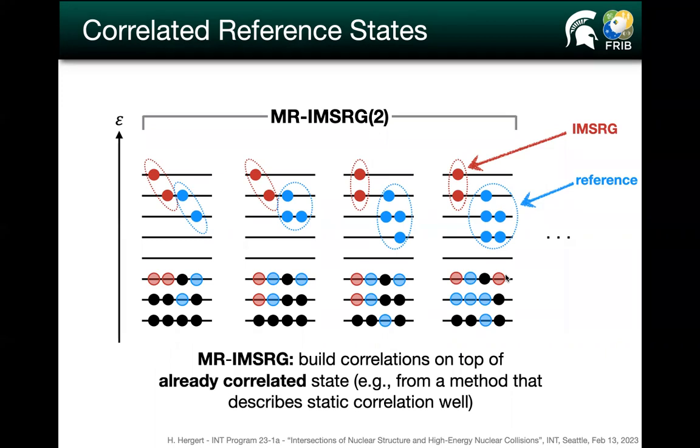You may have also heard this referred to as vertical and horizontal expansions earlier in the program, where the horizontal expansion is kind of the collective high-particle, low-energy correlations, and then the vertical is like the few-particle high-energy type correlation.